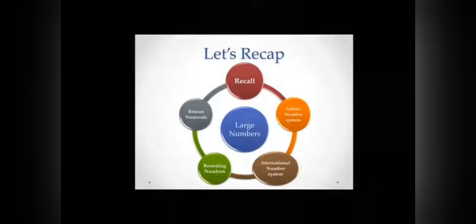So with this we come to the end of the lesson. Let's do a small recap of what we have learned. We recalled what we learned in the previous class, and then we saw the Indian number system, then the international number system. We learned about rounding numbers. In that we learned how to round the numbers to the nearest 10,000, lakhs, 10 lakhs, and then we learned the Roman numerals. I hope children you all understood the concept well and you practice them for sure.